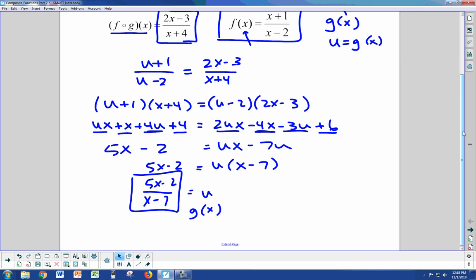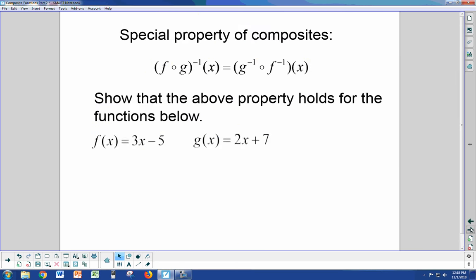Now the second part of this is a property that we talked about a little bit, and it's a special property of composites that's not going to be proven. We're simply going to use it, and we're going to try to verify this property, which says that the inverse of the composite is equal to the composite of inverses, but it's in reverse. Notice that's in reverse there, g inverse of f inverse of x. So we're just going to do this with a couple of lines.